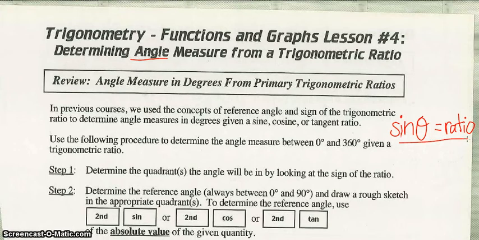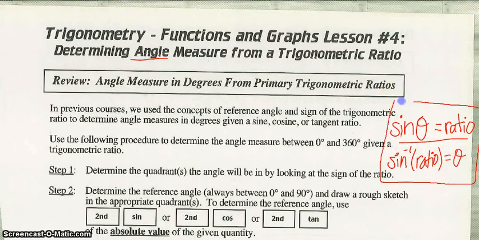And then if you don't have the angle, to find the angle, you use an inverse trig function. And then you enter the ratio, and the calculator will give you the angle. Okay? So this is like the definition. You just need to stick with that. So this lesson 4 is about how to find the angle.